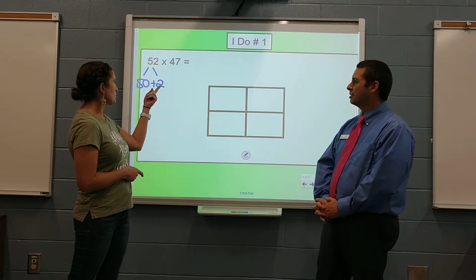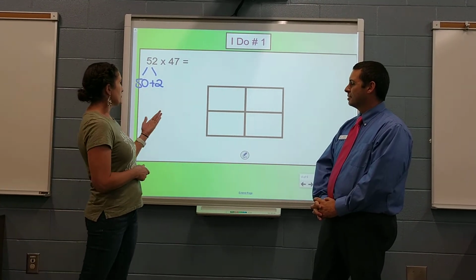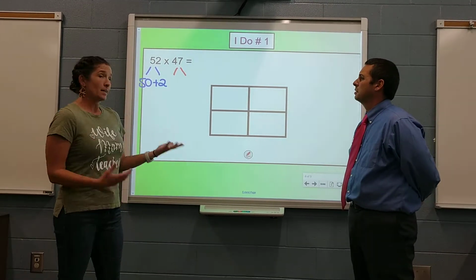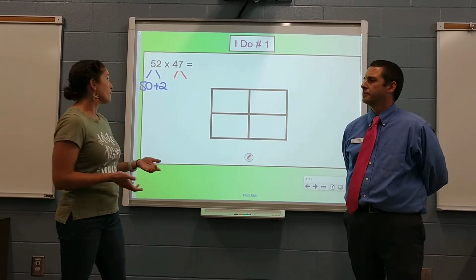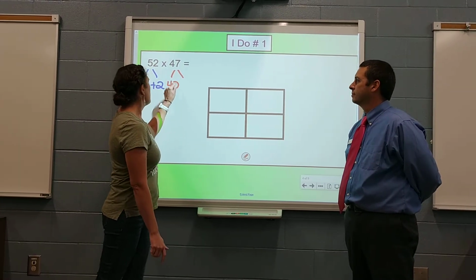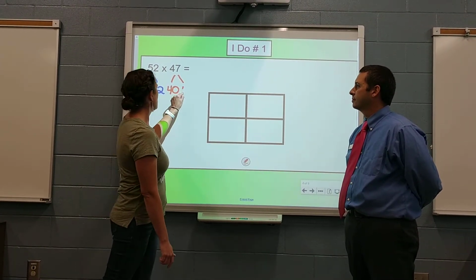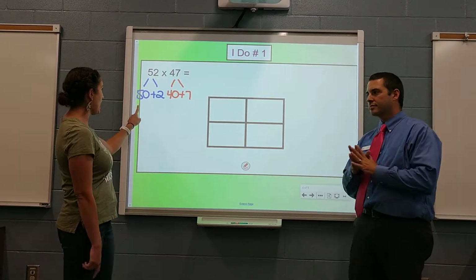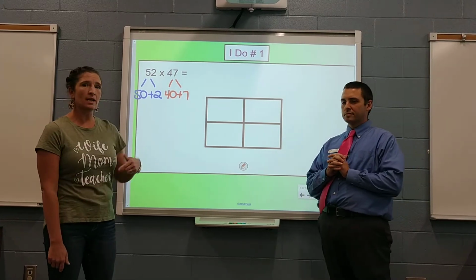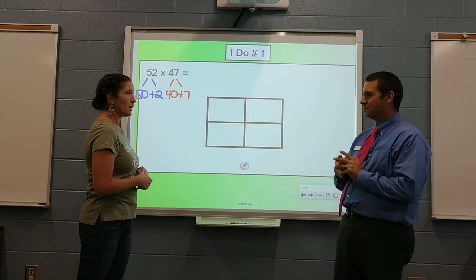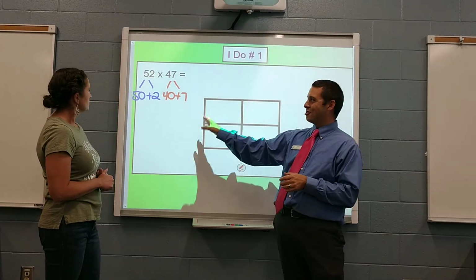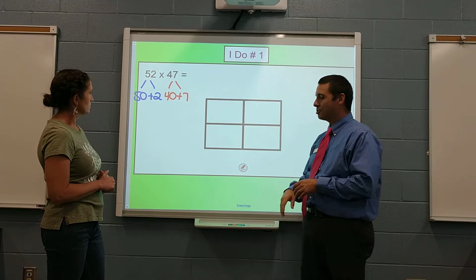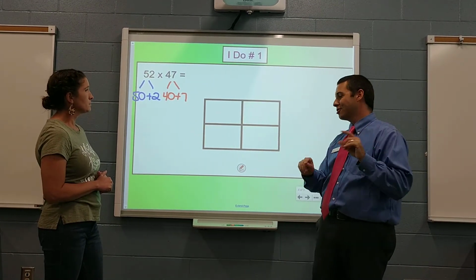Exactly, and we would do the same thing for 47. So 47, I'm going to decompose the same way. That 4 is again in the tens place, so it's really representing 40. And then the 7 is in the ones place, so I'm just going to have 7. And so now it's 40 plus 7. So now I have those 4 factors that I need to start completing our area model. Beautiful. So we can take those 4 factors and place them outside of that box so that we can begin the multiplication process.